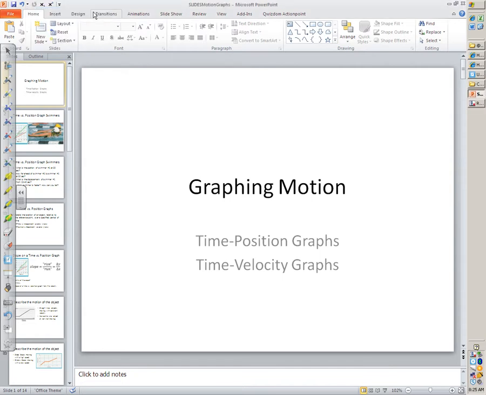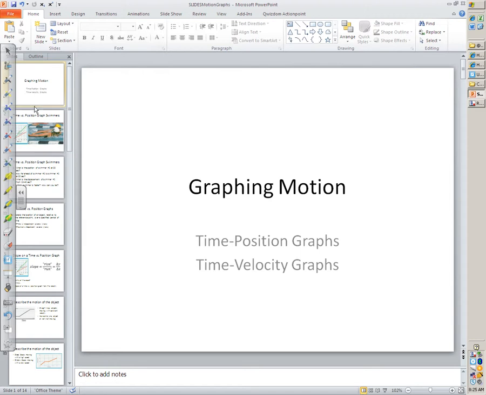So, on Monday, we began a little bit more of a detailed discussion about graphing motion and different types of graphs that we can make to represent the motion of an object. You did a lot of this on your lab report, so I'm hoping that as we go through things today, the process that you went through on your lab report will help you interpret these things, make it a little bit easier to understand certain stuff.